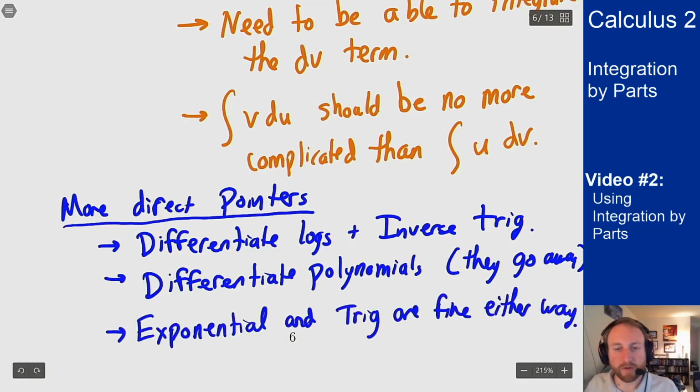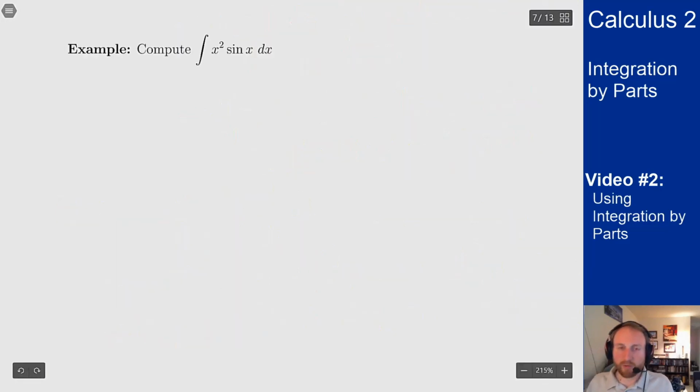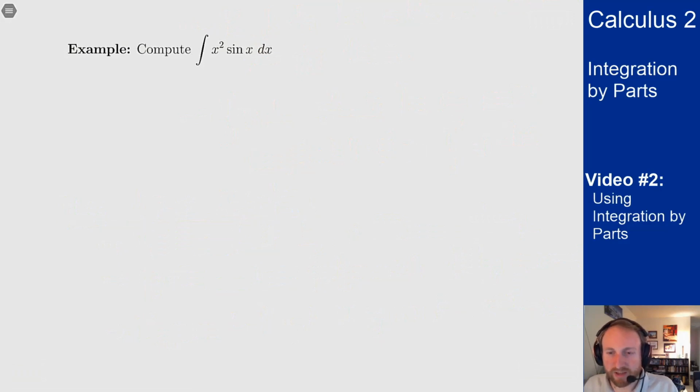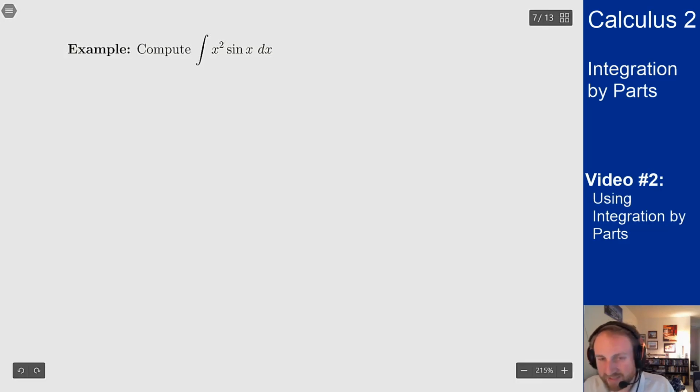So let's see an example of what this might look like. So we want to find the integral of x squared sine of x dx. Now if we think about back to our rules, I don't see any logs or inverse trigs, but I do see a polynomial. And so I should think about differentiating the polynomial, i.e. making that u, so that it will eventually go away after enough integrations by parts. So let's set this up and see what I get.